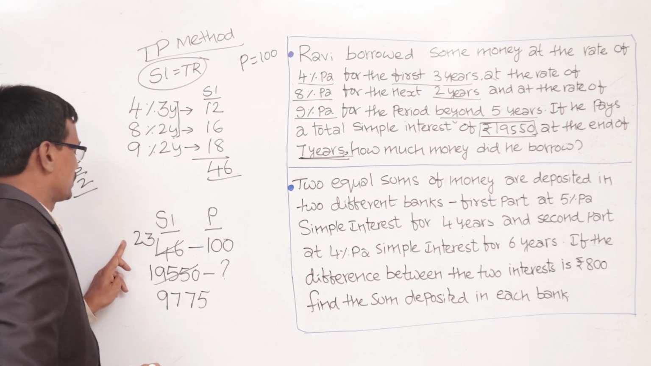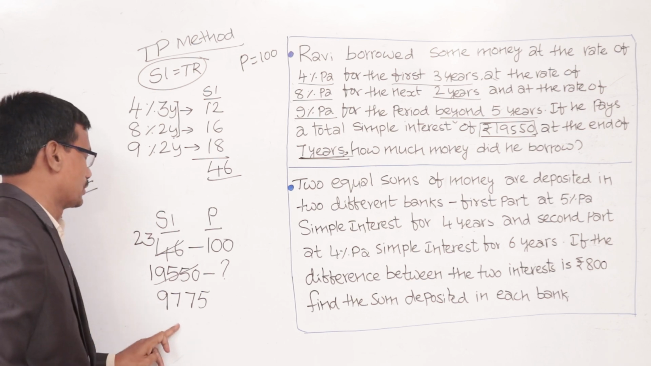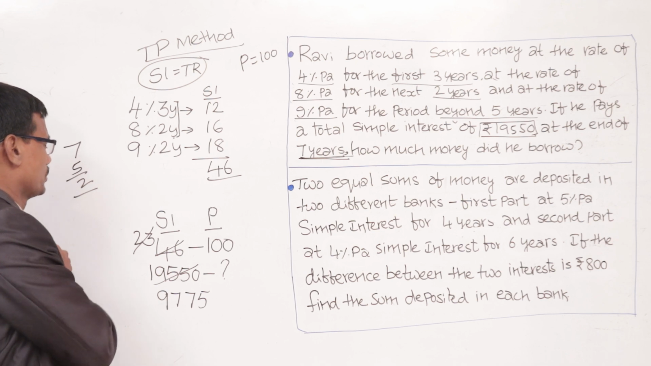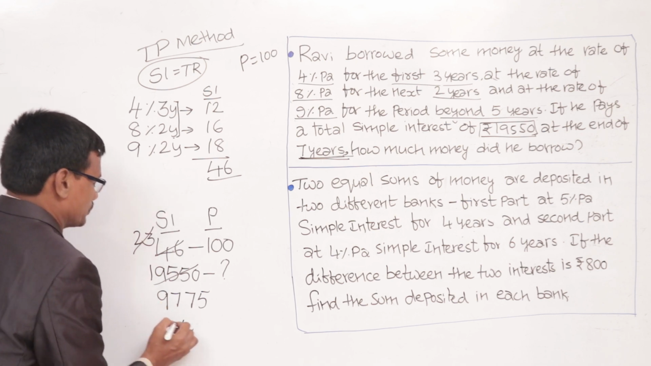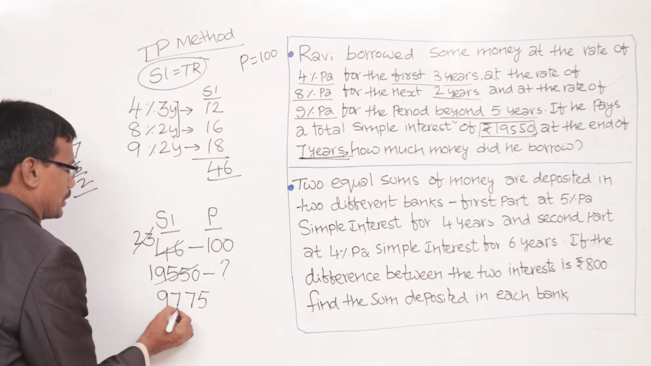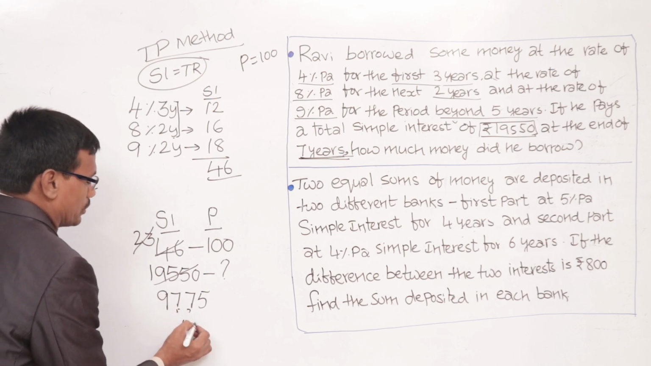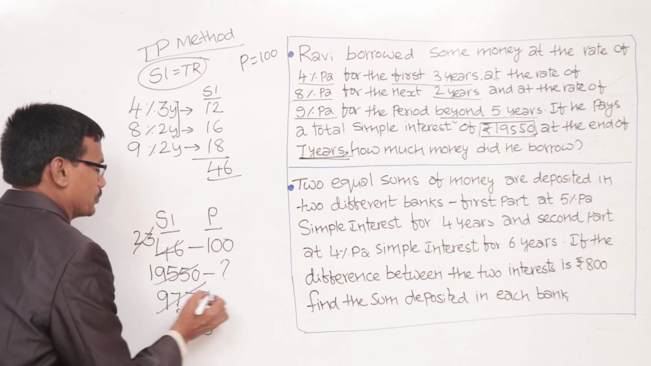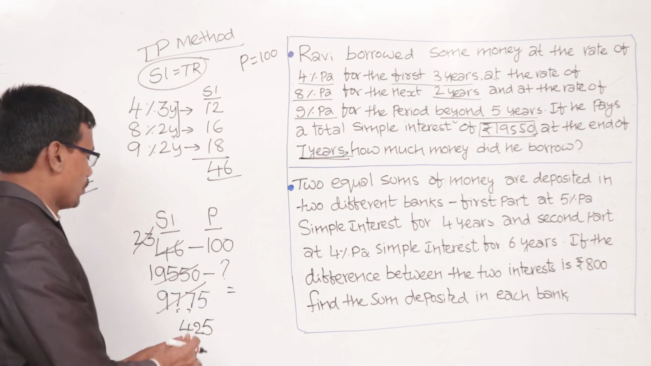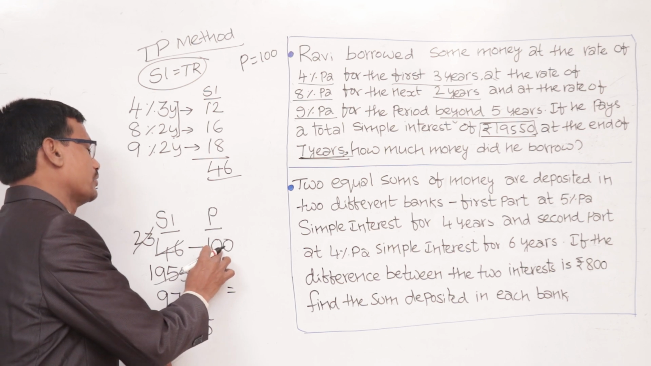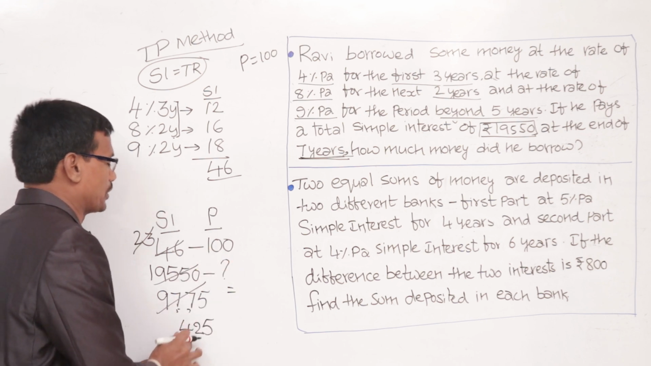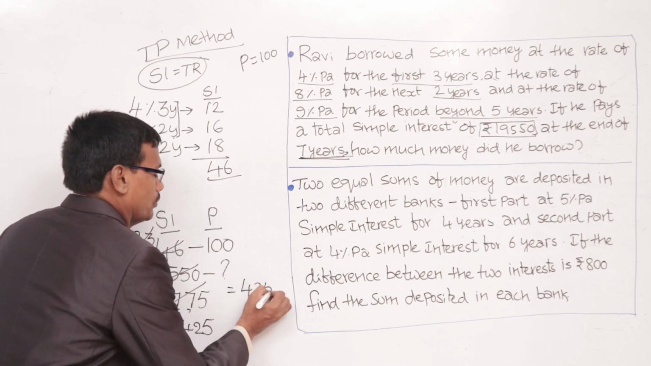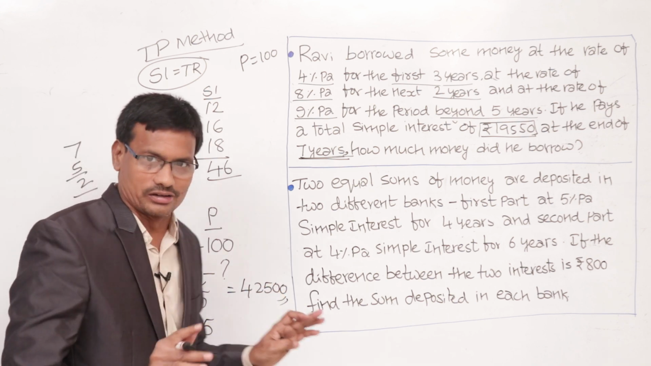Cancel. Now 23 is a prime number, no? So 23 with 9, 7, 7, 5. 23 4s, how much? 92. 23 2s 46. Then 115. 23 5s 425. This is equal to 425. Now 425 into 100, this always takes cross multiplication, no? So 425 into 100 is equal to 42,500. So this is my answer.